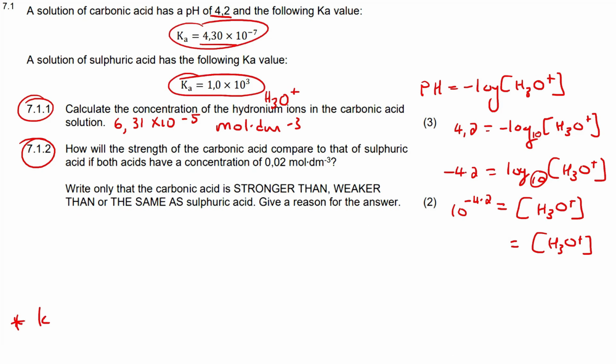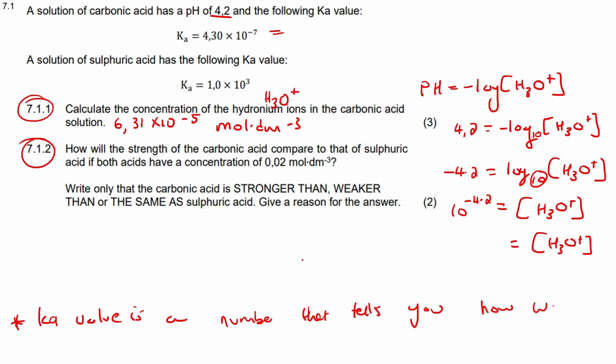Let's make a note. Ka value is a number that tells you how well it ionizes. If Ka is large, it ionizes well. I don't really want to write that down because you can't really say what's large and what's small. But in summary, if this one has a Ka value that's larger than this one, then it means that this one ionizes more fully or more completely than this one.